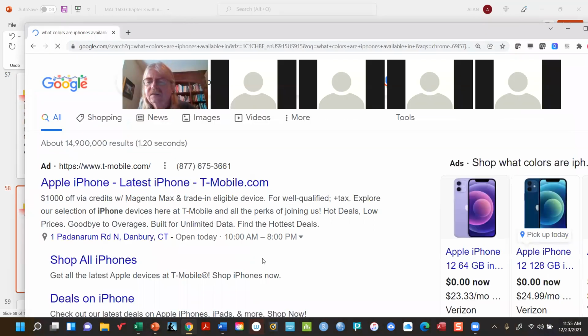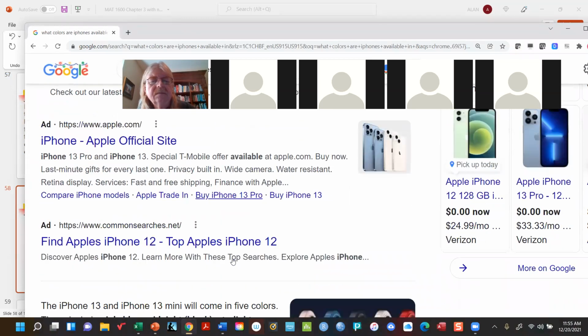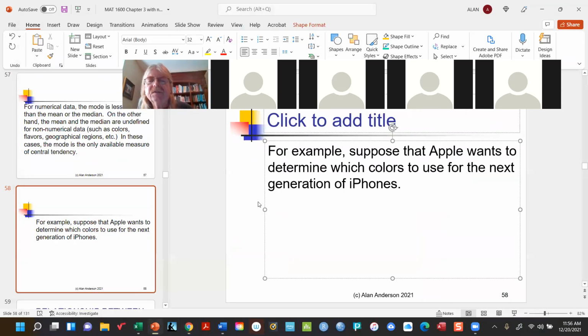According to this, oh boy, here they are. The iPhone 13, here we go. There's 5 colors. You can pick pink, blue, midnight, or black, starlight, which is aluminum, white, or silver, and red. Now, here's the question. How did they decide on those 5 colors? Why don't you see green in there, or orange, or any of the others? Well, they would have done marketing research.